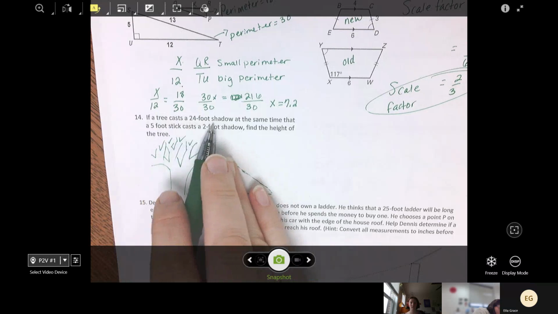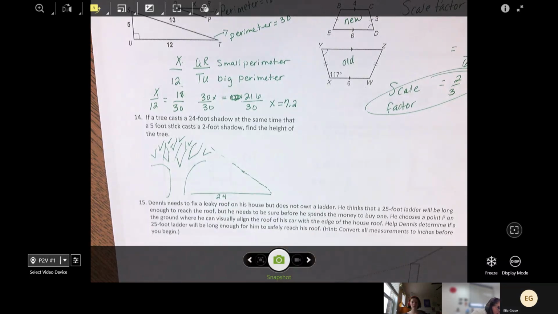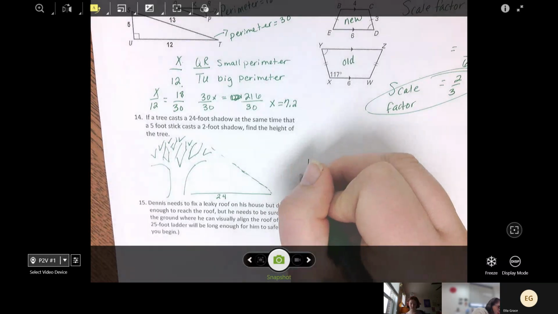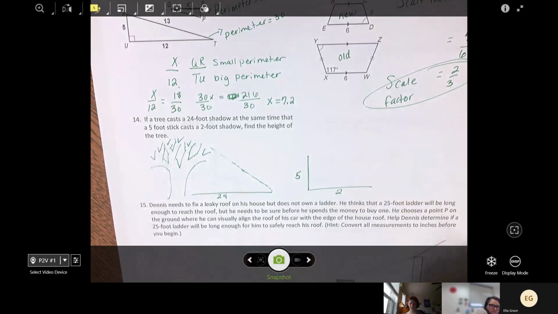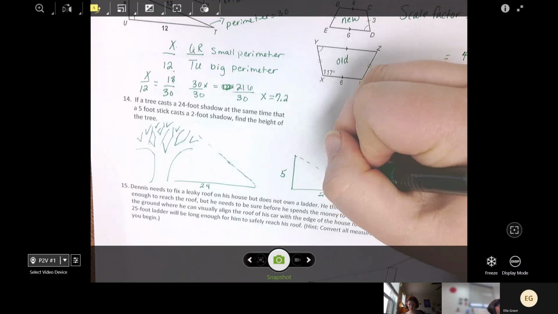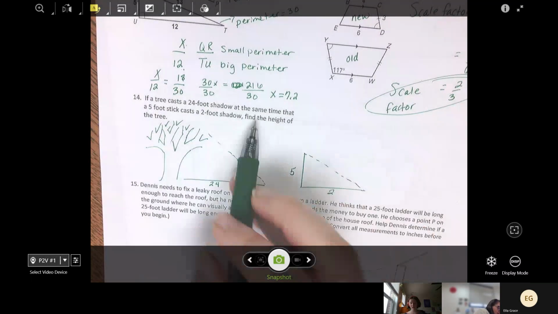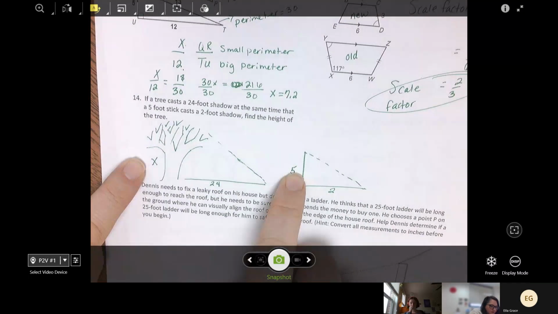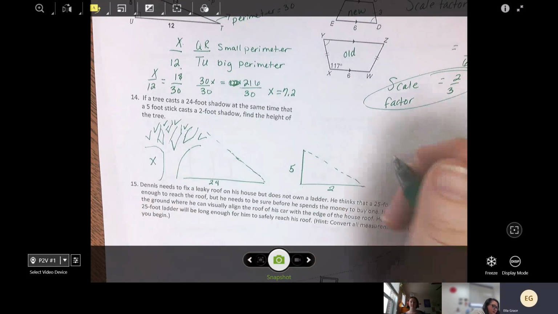If a tree casts a 24-foot shadow, so this is going to be 24, at the same time that a 5-foot stick, that's my stick, and it's 5 feet, casts a 2-foot shadow, so this is 2. And then we are trying to find the height of the tree, so I'm going to call this X. Do you see that X and 5 correspond and then 24 and the 2 correspond? Yes. So that's how you set it up.